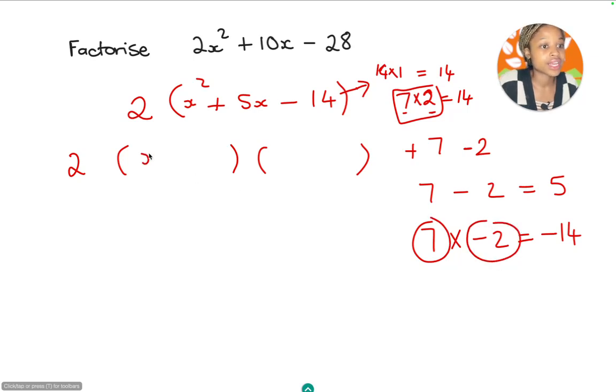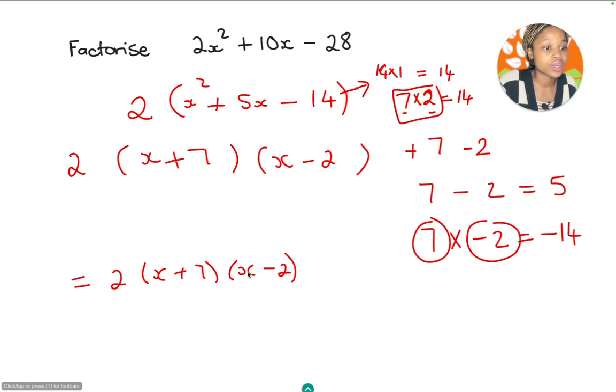So then we've got x, our 7 must be positive, and our 2 must be negative, because if it's not negative, we won't get that plus 5 that we need. And this is our answer. x plus 7, x minus 2. We need to watch out for the signs.